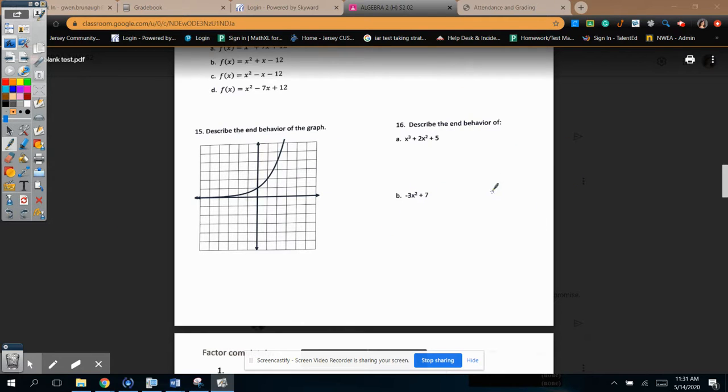Negative 3x squared is a negative quadratic, a little frowner face here. So both of these are going down. And as x goes to the left to negative infinity, the y values are going down.